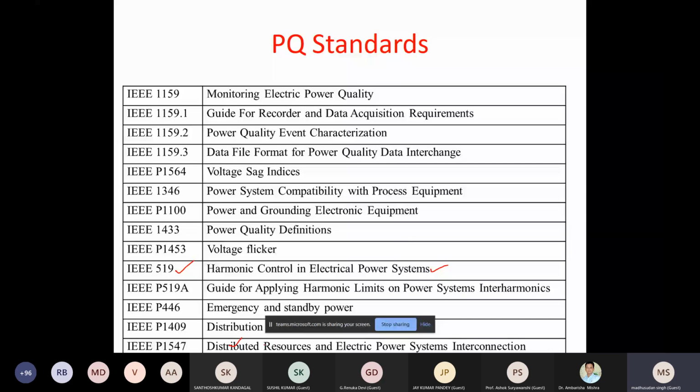This is a standard mainly on what deviations are expected when you connect renewable sources to the grid. If you connect renewable energy sources, how much voltage variation, how much DC offset, how much harmonic injection at the point of common coupling you can allow. That is what comes in IEEE 1547. Those who work in the area of renewable energy systems should refer to these standards, especially on how much DC offset, harmonics and voltage fluctuation your system is going to impose at the point of common coupling.